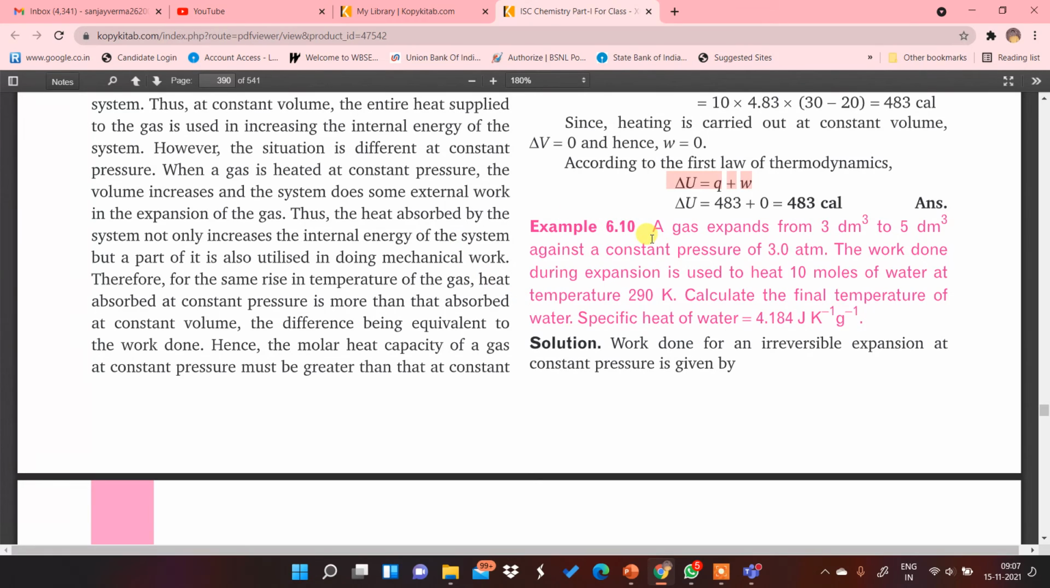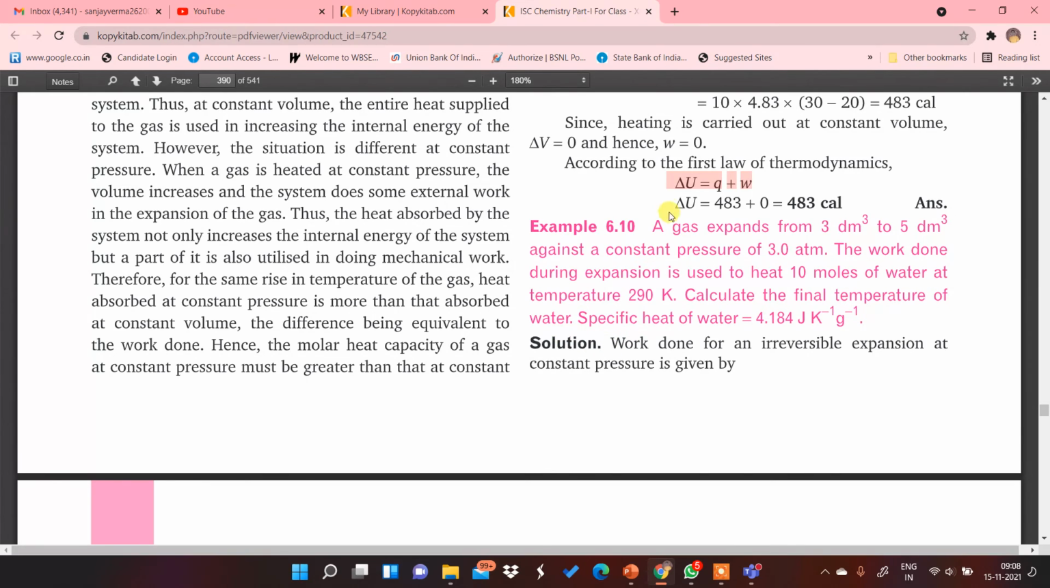Another question. There's a gas expanding from 3 decimeter cube to 5 decimeter cube against a constant pressure of 3 atmosphere. Pressure is constant. The work done during expansion is used to heat 10 moles of water at temperature 290 Kelvin. Calculate the final temperature of water after it is being heated.